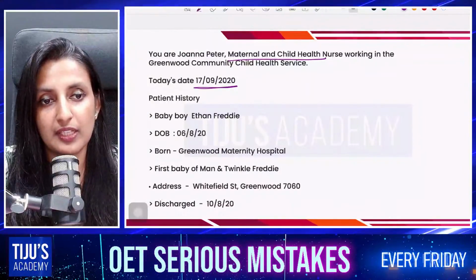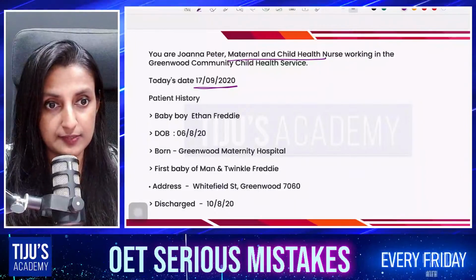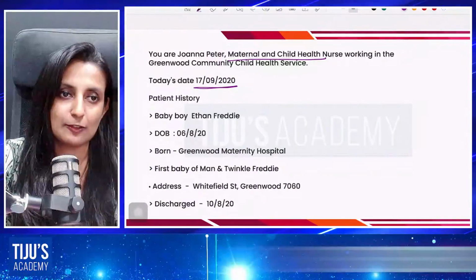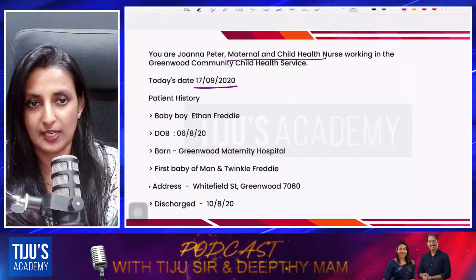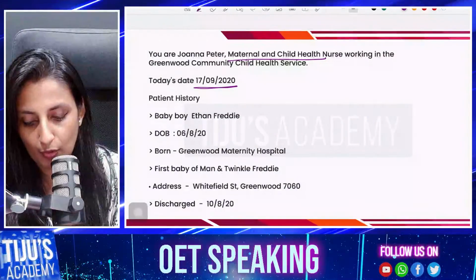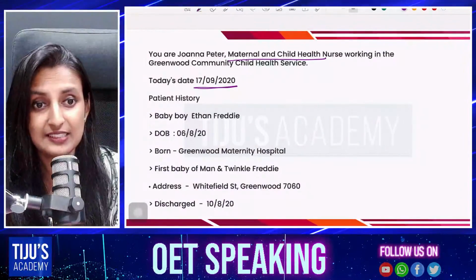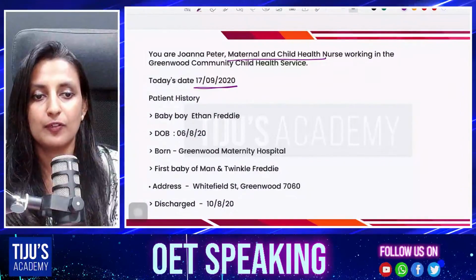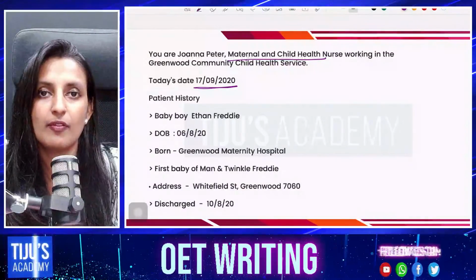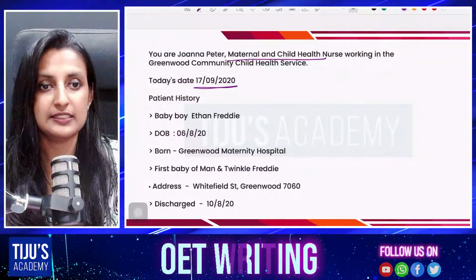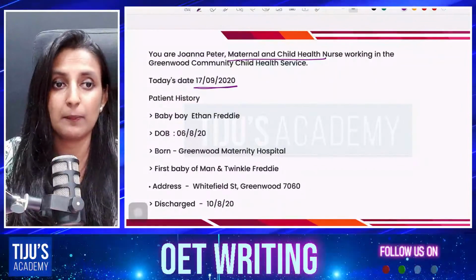And the address of the house is also mentioned: Whitefield Street, Greenwood 7060. And the discharge date, that is on 10th August 2020. So the baby was born on 6th August 2020. After 4 days, that is on 10th August 2020, the patient got discharged from the hospital. So what have we said so far?